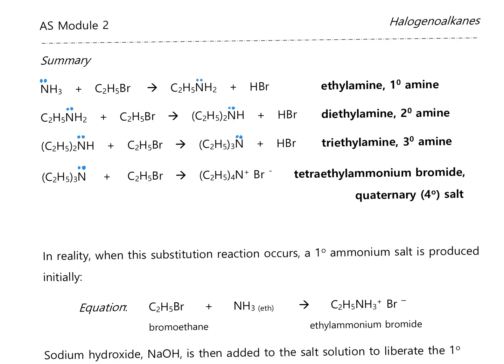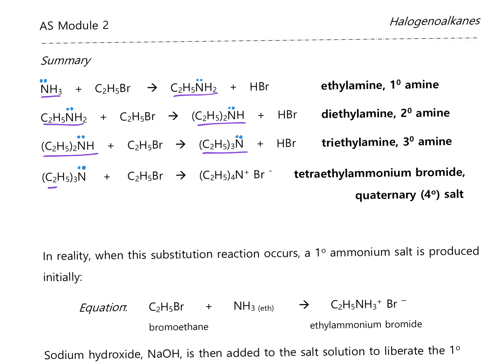So you can see we're starting off with our ammonia, that then makes ethylamine. That ethylamine is then used to react with another molecule of halogenoalkane to produce a diethylamine, because 2 of your hydrogens of your ammonia have now been substituted by ethyl chains. That diethylamine still has a lone pair, so it reacts with another halogenoalkane molecule to produce triethylamine.